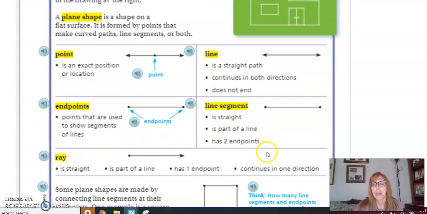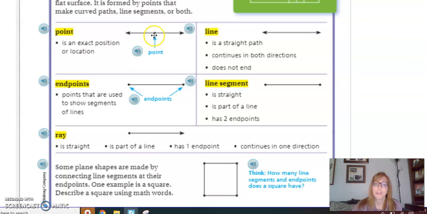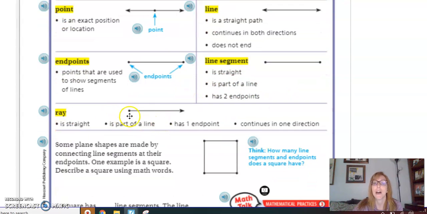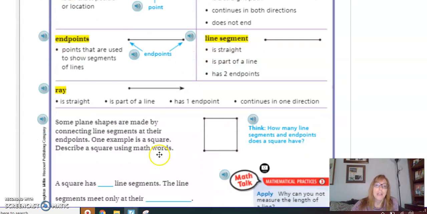And you've seen this many times. So a point is just a dot, a line continues on, endpoints are actually the endpoints of a line segment. And then you have a ray. So think about this as the sun, right here, this dot, make it big, and it's the sun, and then rays come out, and they just keep on going. So it's straight, it's part of a line, and it has one endpoint, and it continues on in one direction. Some plane shapes are made by connecting line segments at their endpoints.